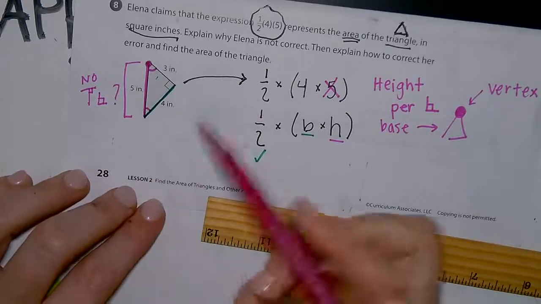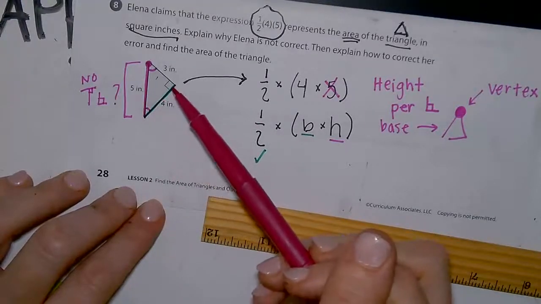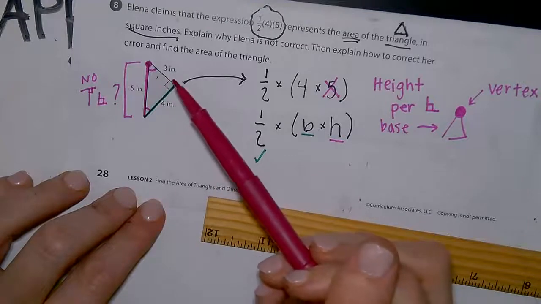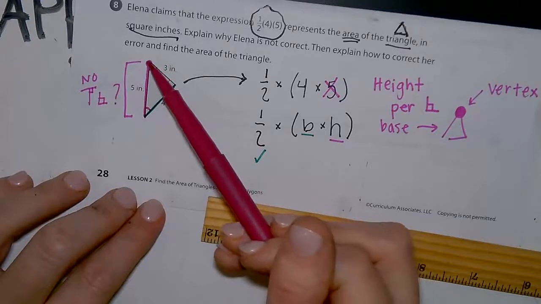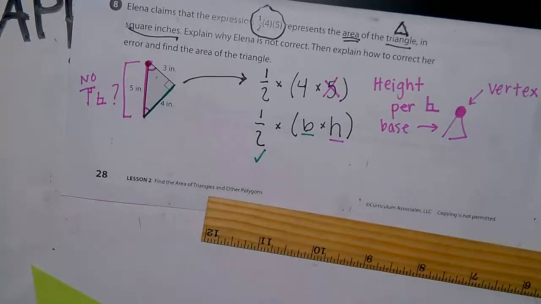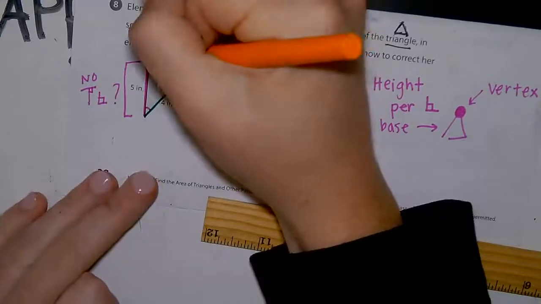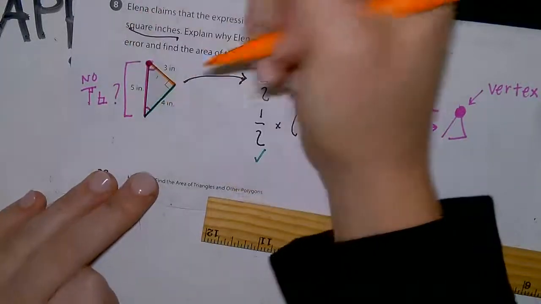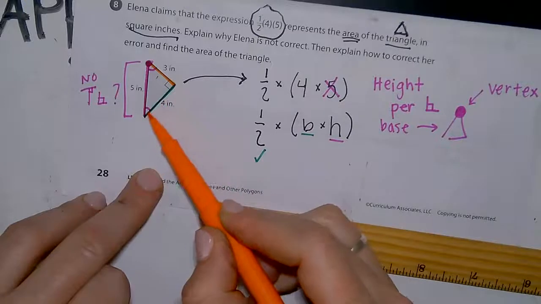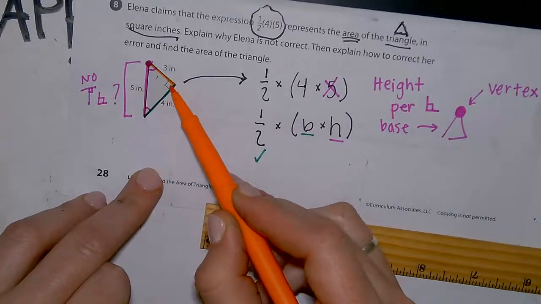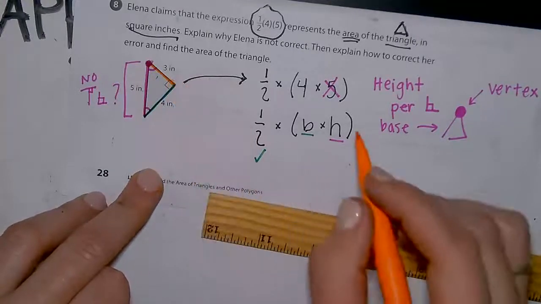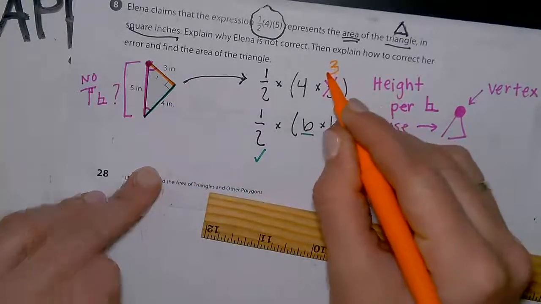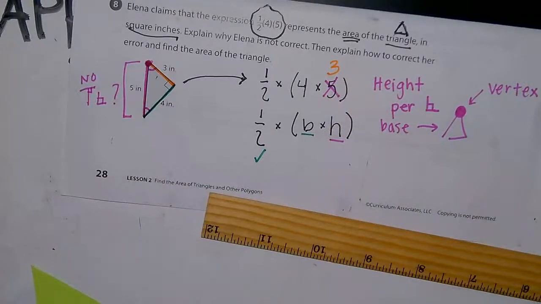Well, the base is still correct. We can still use this as the base. And what do we notice about this triangle? It's giving us a right angle from the base to the opposite vertex using this line right here that's labeled as 3 inches. Now I have my base, I have my height, which is a perpendicular line that starts at the base and ends at the vertex. And I see that this is 3 inches. So I'm going to correct her work by adding in a 3 here. And now I'm going to solve for the correct answer.